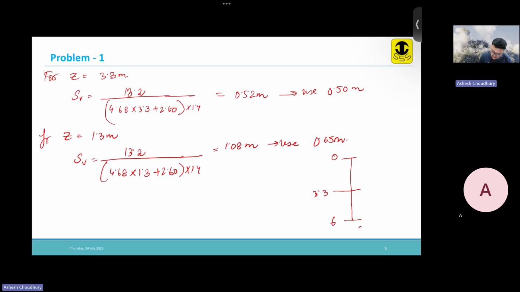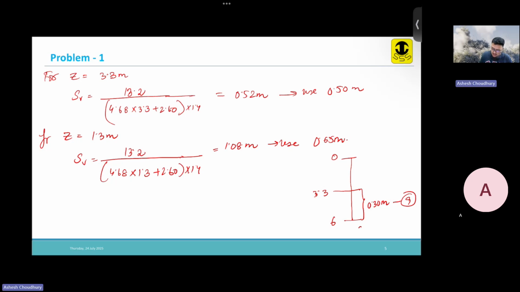So let us use 0.3 meter in this region. So 0.3 meter means how many layers of geotextile will come? 6 minus 3.3, so this height is 2.7, divided by 0.3. This way 9 layers of geotextile will come here.